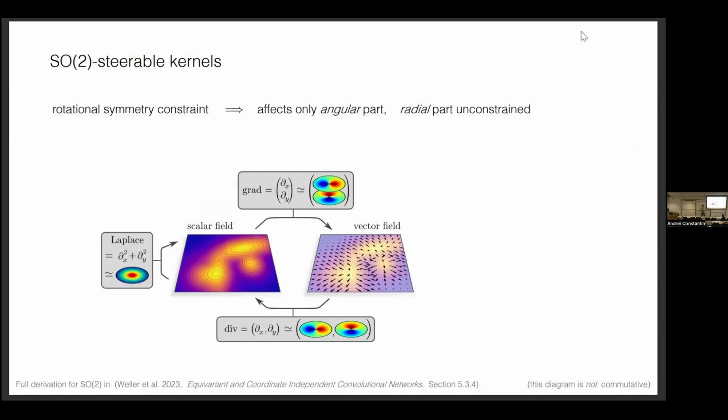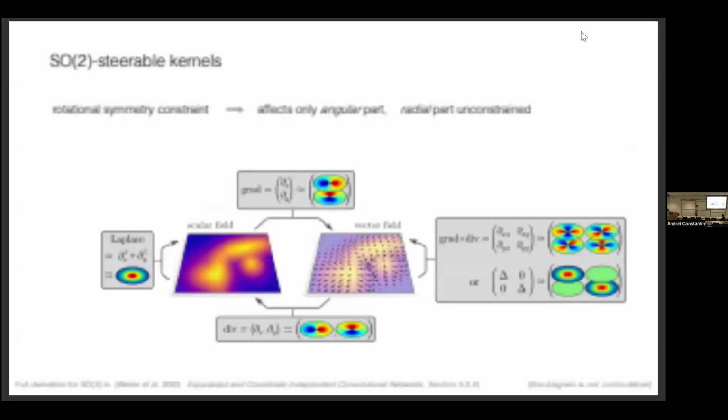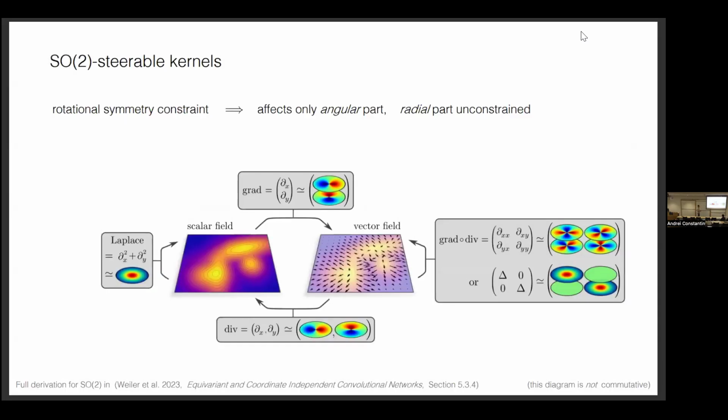If you want to go from scalar to scalar, you get these frequency 0 kernels, which corresponds to a Laplace operator. And then finally, if you want to go from vector to vector fields, you get actually now 2 solutions with frequency 0 and frequency 2. And they correspond to this Laplace on the diagonal or this gradient after divergence operator.